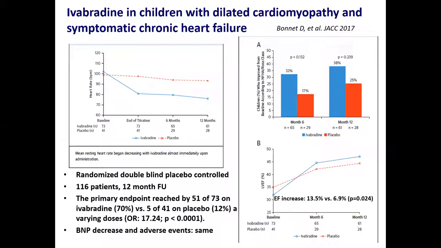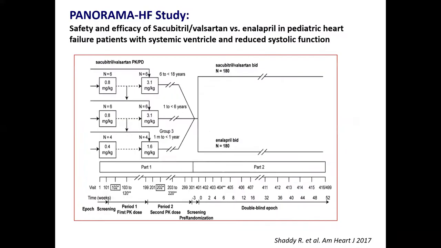So we have started using ivabradine over and above beta blockers, if we find that beta blockers are not reducing heart rate enough or beta blockers are not being tolerated very well. So in those instances, in those patients, we are adding ivabradine, or sometimes we are using ivabradine instead of beta blockers if the patient is becoming intolerant of beta blockers.